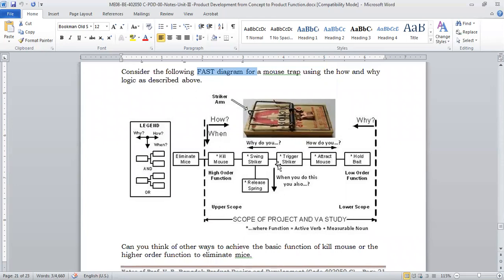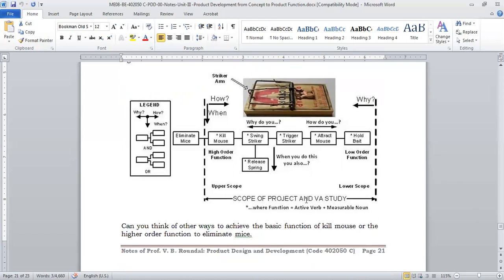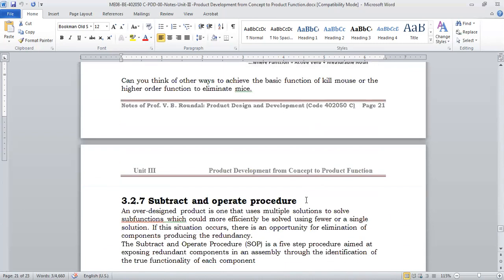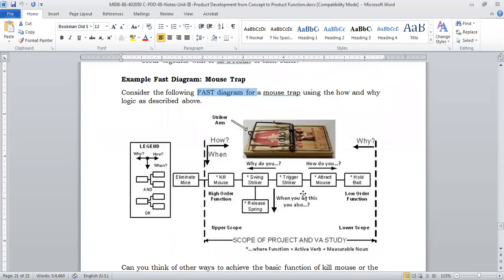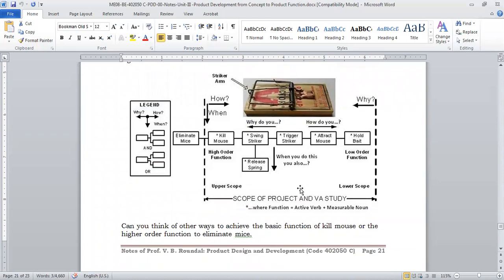So basically, this is the way we are going to execute, or this is the way the FAST method works. We are going to create a diagram where we are answering two questions: why we are doing it and how we are going to do it. And when, then there is one more step: what other functions we need to execute to make this FAST diagram possible. Okay. So that's it for this. We'll see the last topic in the next lecture.